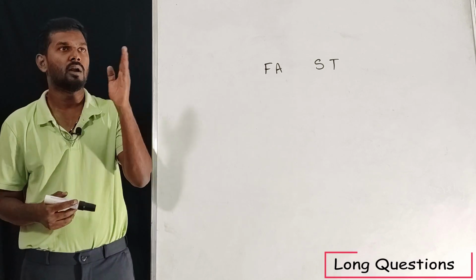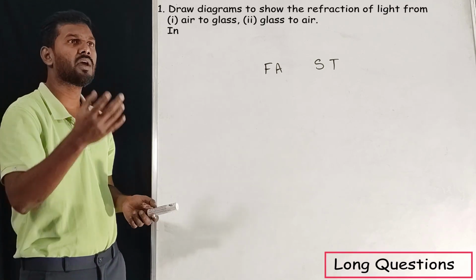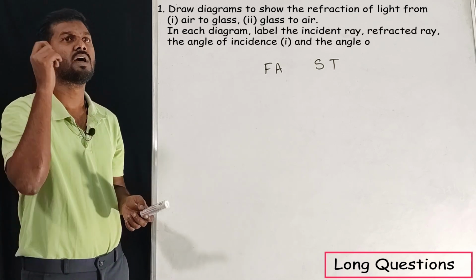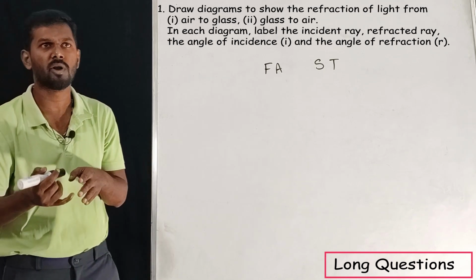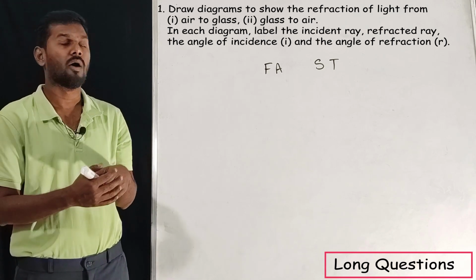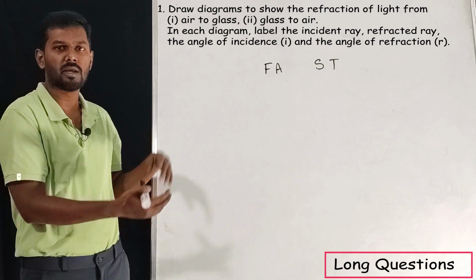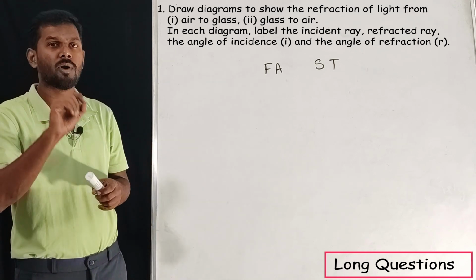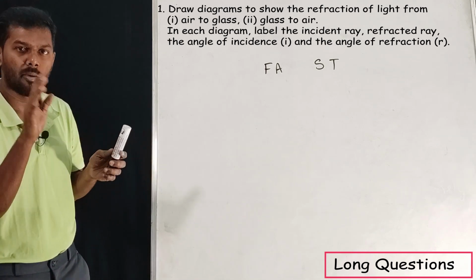Our next question: draw a diagram to show the refraction of light from air to glass, and glass to air. In each diagram, label the incident ray, refracted ray, the angle of incidence and the angle of refraction. Okay, listen, this is a very simple question. In the board exam, they may ask you any one diagram, not both, but you should know what is the difference between these two. Just changing the names, like this is a glass medium and this is the air medium, everyone can do. What is the main change between these two? That is very important. That is what I am going to make you understand.